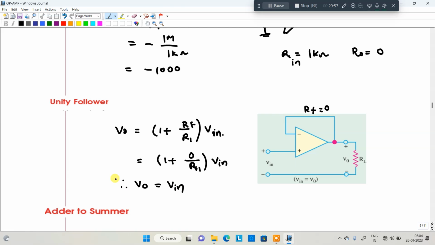What is meant by voltage follower? The input voltage is the same as the output voltage. That is called a voltage follower. Got my point? The input voltage is the same as the output voltage, that is called a voltage follower. That is also called a unity follower. Okay, everyone is clear about the unity follower. They will give this particular circuit and ask to identify the circuit name. Maybe inverting amplifier, non-inverting amplifier, unity follower, none of the above. You can identify that it is a unity follower.